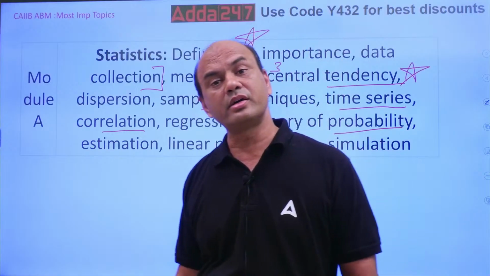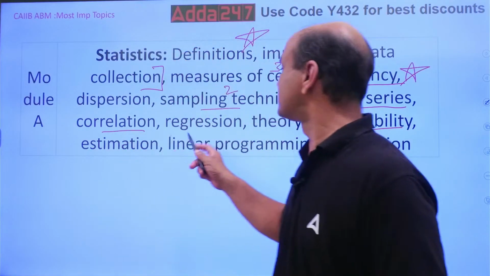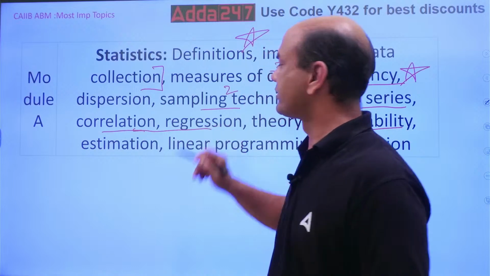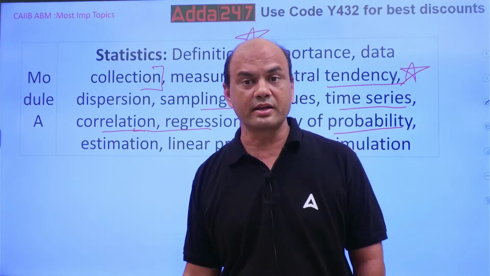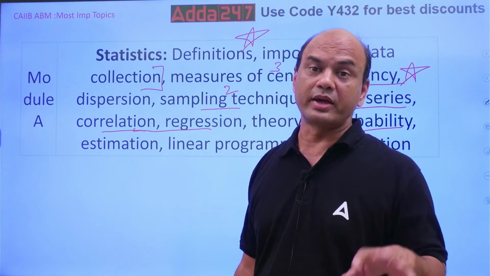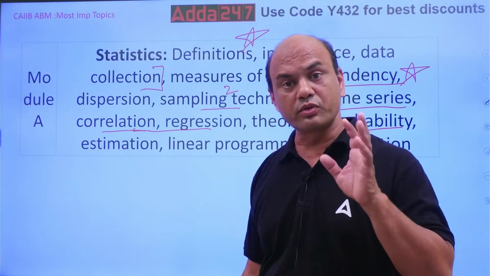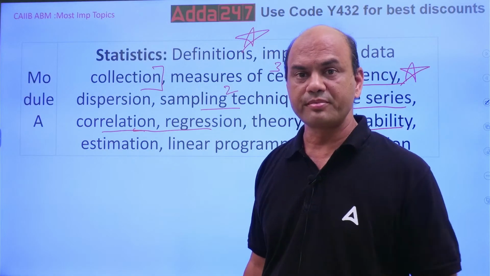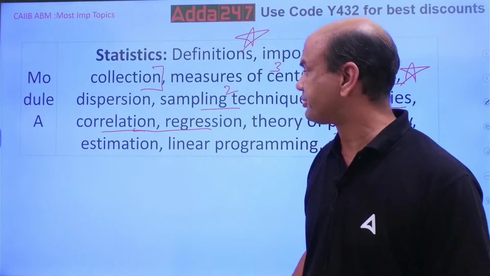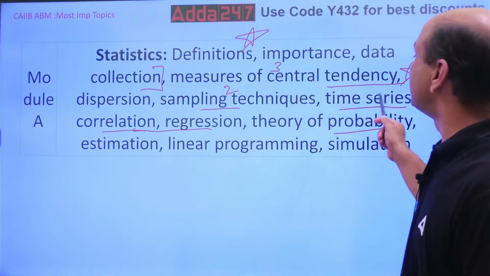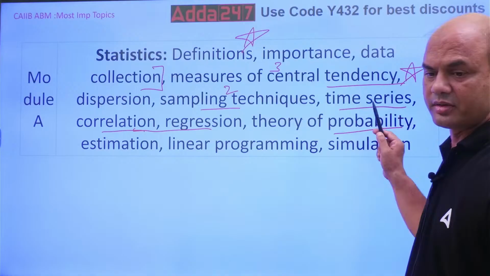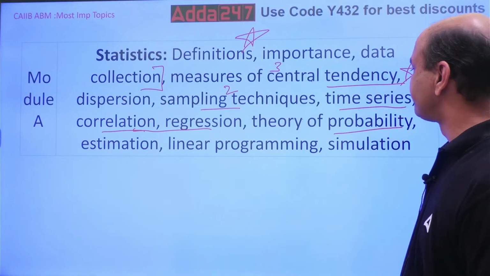Then you have the regression line, because correlation is also related to regression. This is one chapter, correlation and regression. Regression is y equals a plus bx. You have to focus on how to find that a and b. So the chapter is a difficult one. Time series is a lengthy chapter. It's not difficult, but it's lengthy.